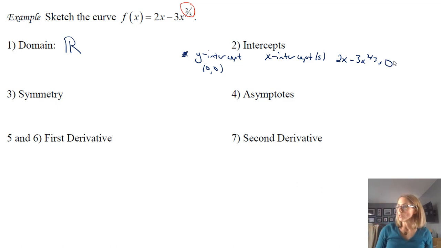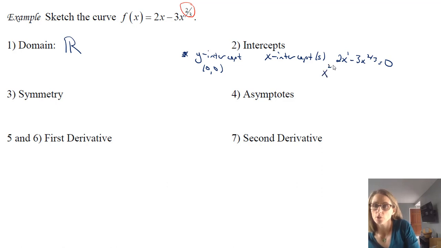And the way to do anything like this is to factor out the variable of lowest degree. So we have a degree of 1 and we have a degree of 2/3. So I'm going to factor out x to the 2/3. This is true for any kind of factoring, you'd only be able to take out the lowest degree. So I'll have 2x to the 1/3. Notice that when I multiply those together, I add the exponents and I get 1.